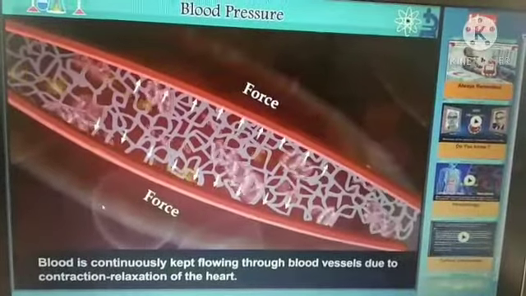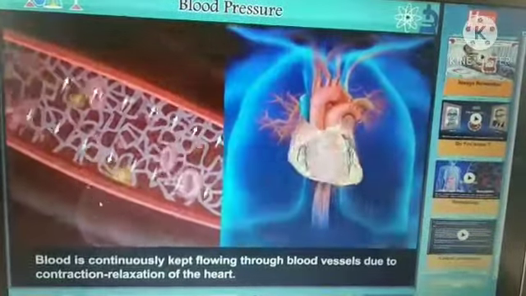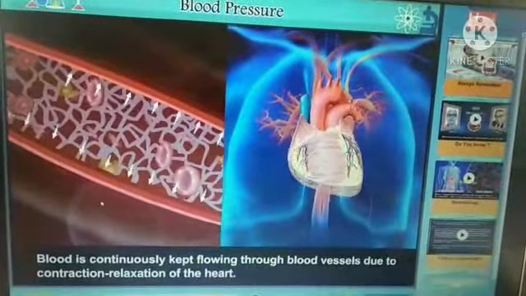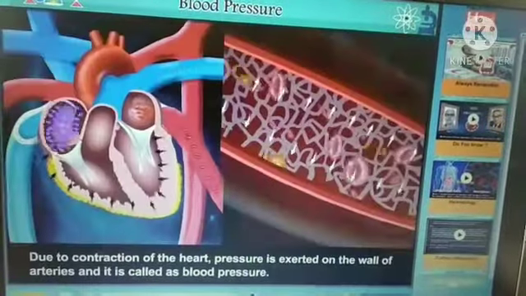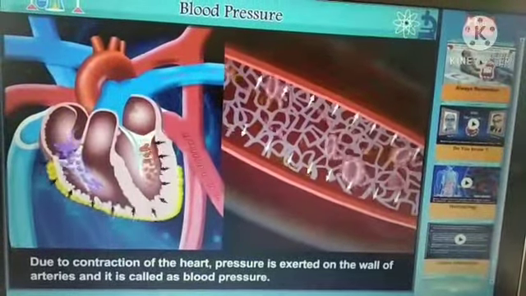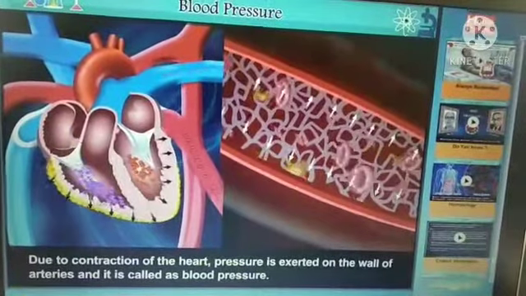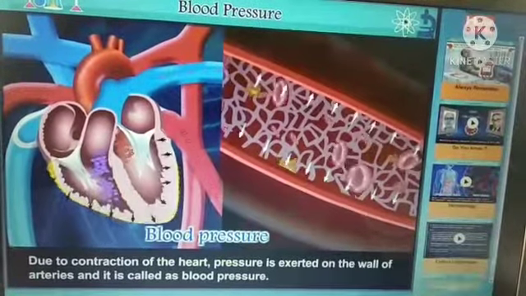Now we will see blood pressure. Blood is continuously kept flowing through blood vessels due to contraction and relaxation of the heart. Due to contraction of the heart, pressure is exerted on the wall of arteries and it is called blood pressure.